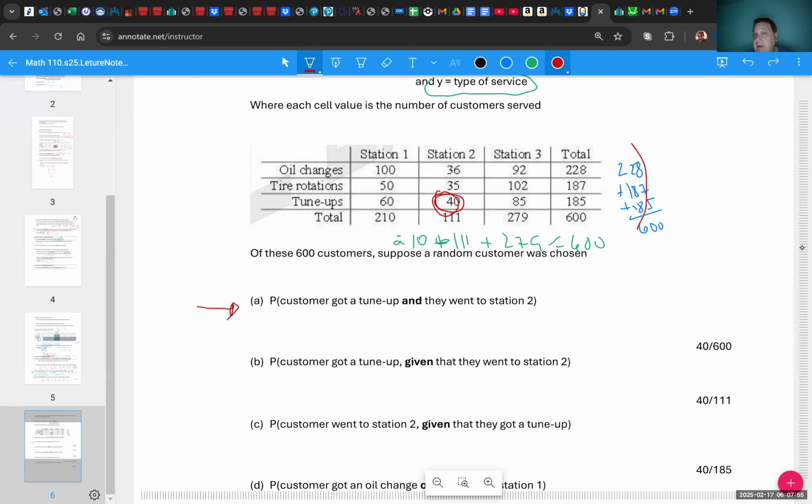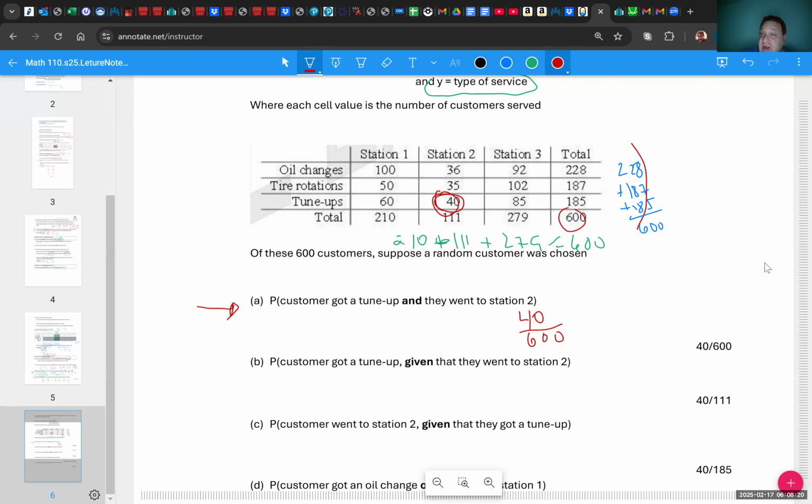So there's 40. How many are there total? Well, we know there's 600 total. So the answer here is 40 out of 600. We can reduce that fraction, but I'm going to stay focused on the probabilities and not do the simplification for this last example. So 40 out of 600 is the probability that the customer got a tune-up and that they went to station 2.